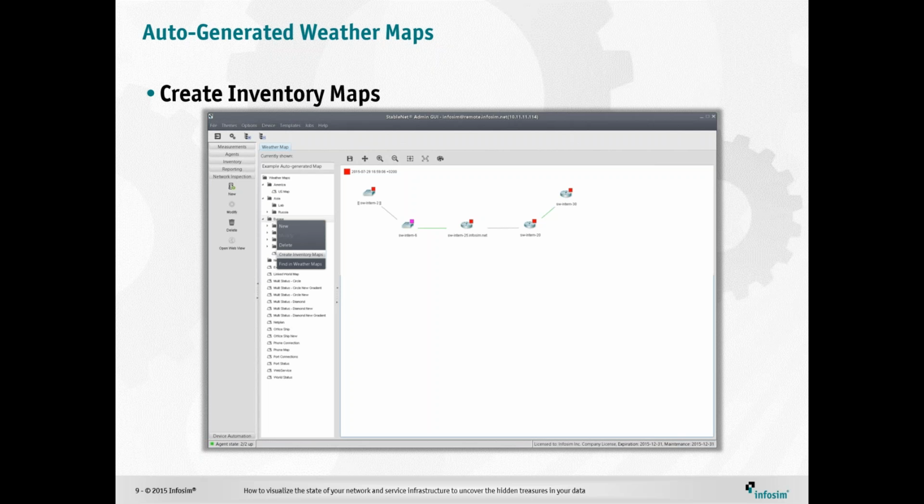So if you choose Europe in this example, you automatically create weather maps with all elements which are included in Europe. In our example, we have Germany, United Kingdom and France as groups, and then in Germany some cities where the devices are located. And if you create the inventory maps automatically, you get the structure.